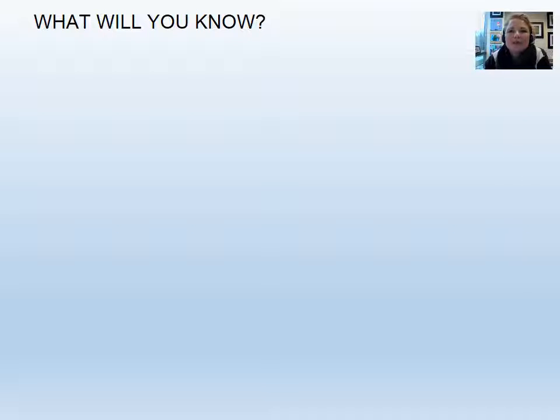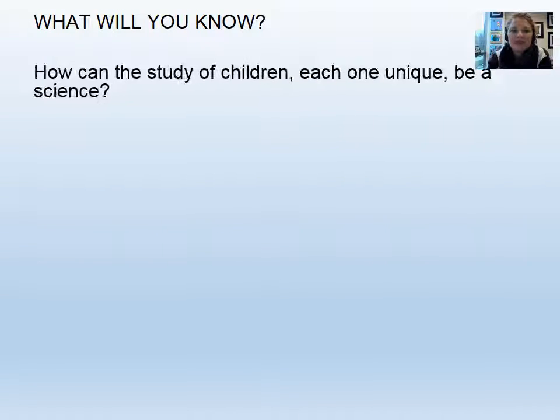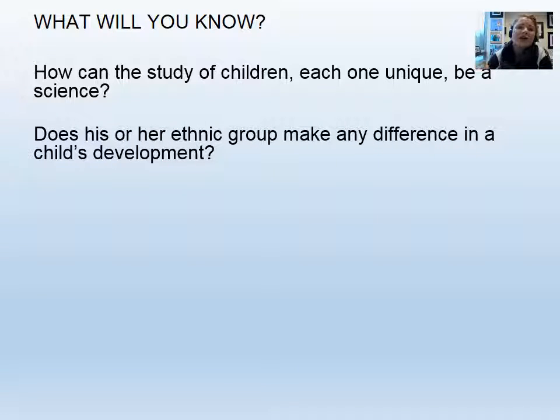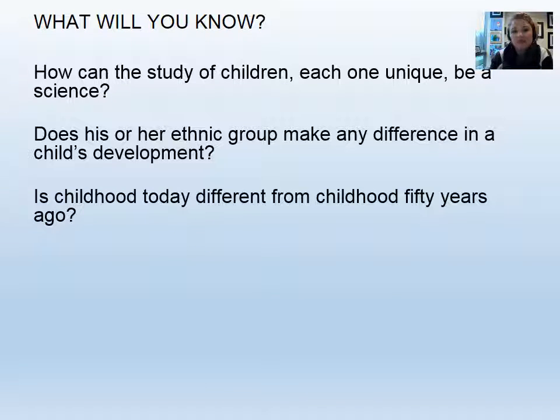So let's go over some learning objectives. First thing, we're going to talk about how the study of children, and because each child is unique, can that study be an actual science? Well, the answer is yes, but we're going to talk a little bit about that. We're going to talk about how ethnic groups can make a difference in child's development. We're going to talk about how childhood today is really quite different than it was 50 years ago.